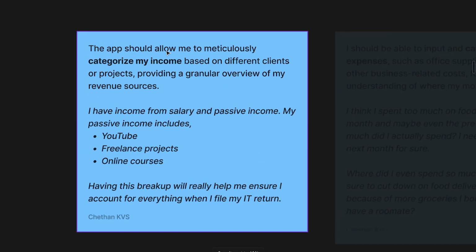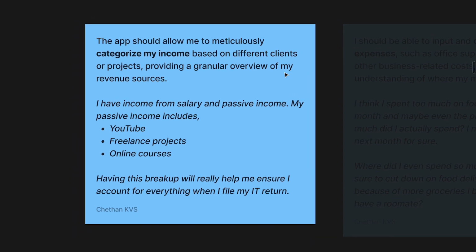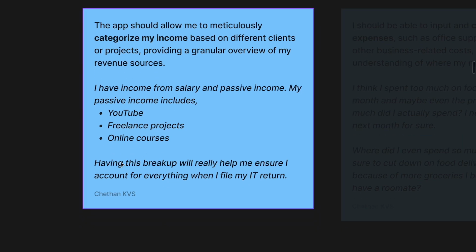So the first one said the app should allow me to meticulously categorize my income based on different clients and projects and have a granular overview of my revenue sources, right? Now I took that and tried to form it into a story, something that I would get from a user interview, right? So I said, I have income from salary and passive income as well. My passive income includes YouTube, freelance projects, and online courses, right? Having this breakup will really help me ensure I account for everything when I file my income tax return.